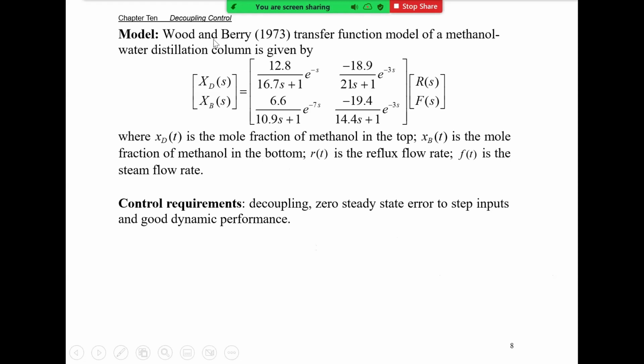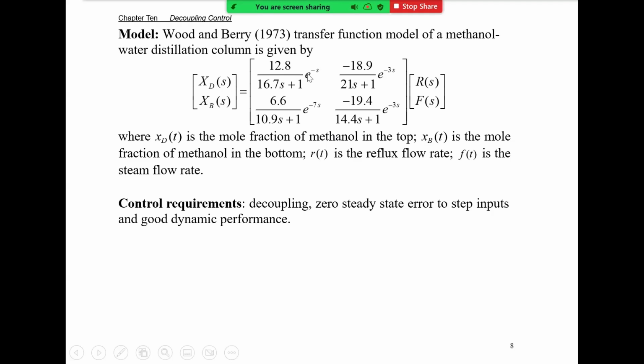So a long time ago, people have already derived the transfer function, which shows you the relation between the input and output. XD is the mole fraction, which means the concentration of the methanol in the top. XB is the concentration of the methanol in the bottom. So there are two outputs, and the two inputs are R, the reflux flow rate, and F, the steam flow rate. Clearly, you can say that this transfer function is clearly a coupled system, right? The inputs affect both outputs.